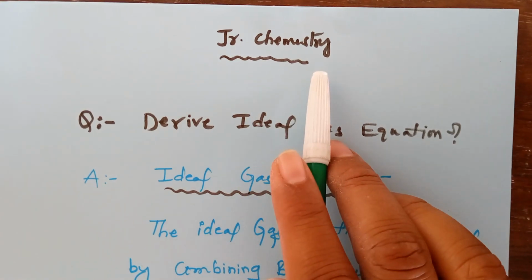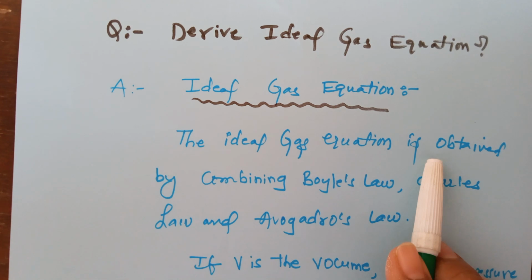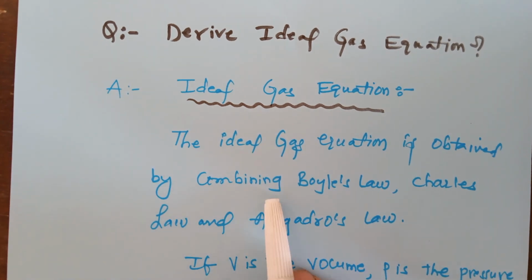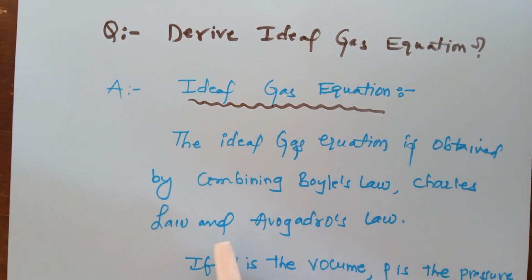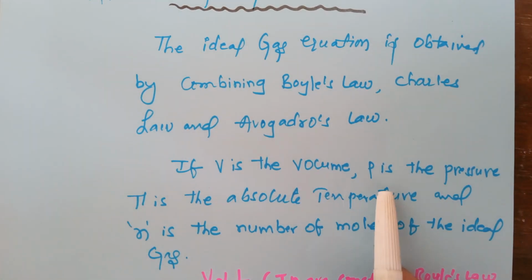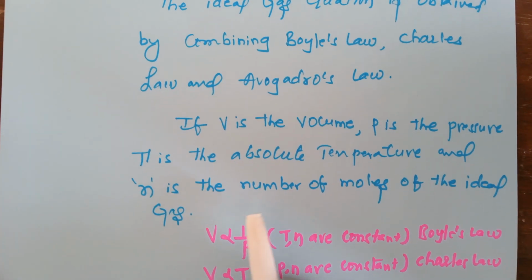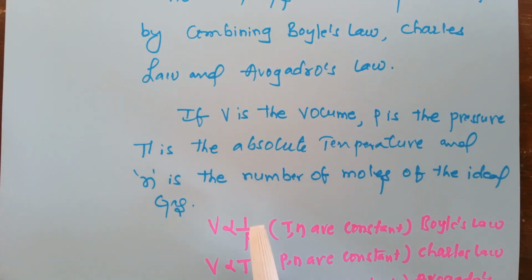Important topic from the junior chemistry, that is the ideal gas equation. The ideal gas equation is obtained by combining Boyle's law, Charles' law and Avogadro's law. If V is the volume, P is the pressure, T is the absolute temperature and n is the number of moles of the ideal gas.